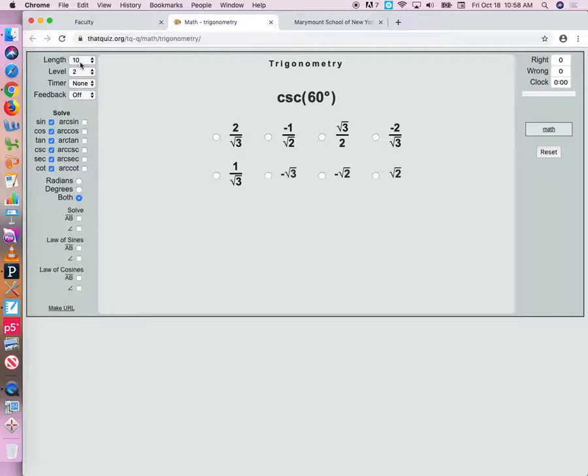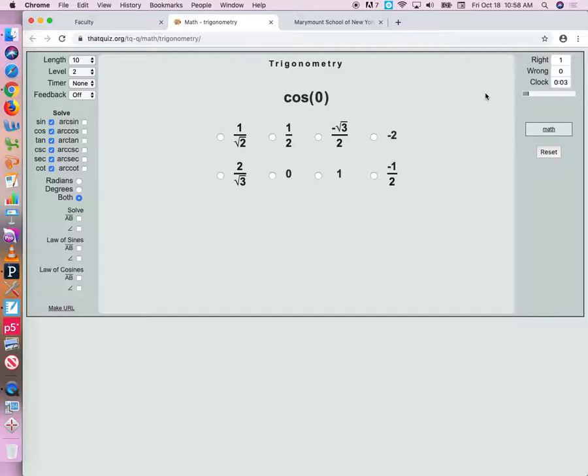You can set how long you want it to be. Can y'all see where my cursor is? Timer, you could have a timer or no timer. Doesn't matter to me. Cosecant of 60. Does anybody know what that would be? Sine of 60 is square root of 3 over 2. So cosecant of 60 would be 2 over square root of 3.